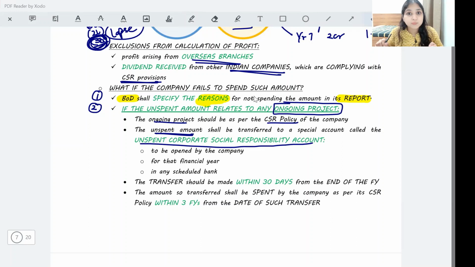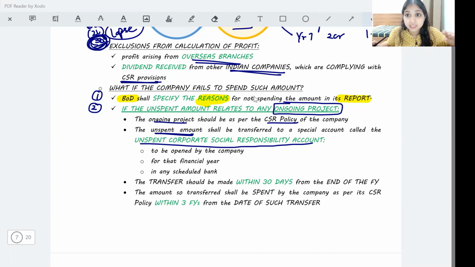Company, you spent lesser on CSR. Why? Because I have an ongoing project right now. This year I did not need to spend so much money. A lot of money I will be spending only next year. It's a multi-year project. Okay, how much less you spent? I spent 50 lakh rupees less.